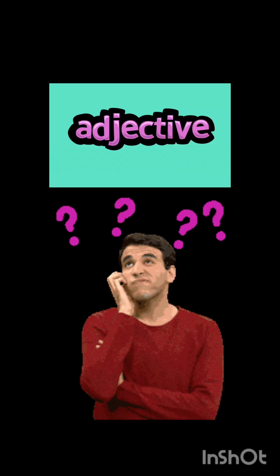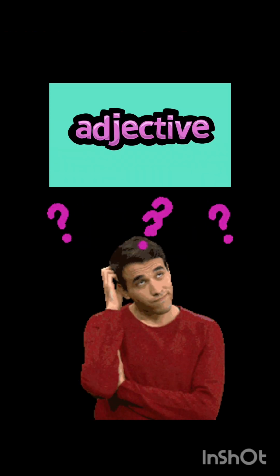First, a question. What do adjectives do? Adjectives describe nouns. They add information to a noun or a noun phrase. For example, the sea was blue and clear. The adjectives blue and clear add information to the noun, sea.